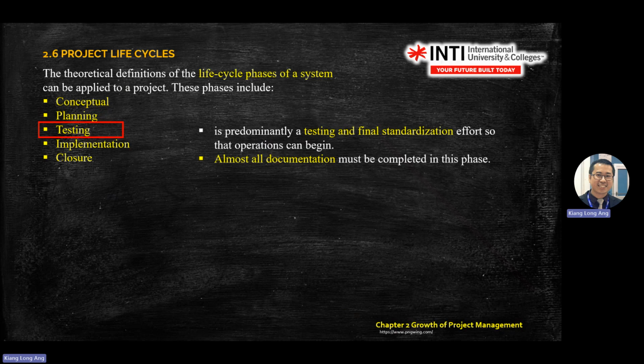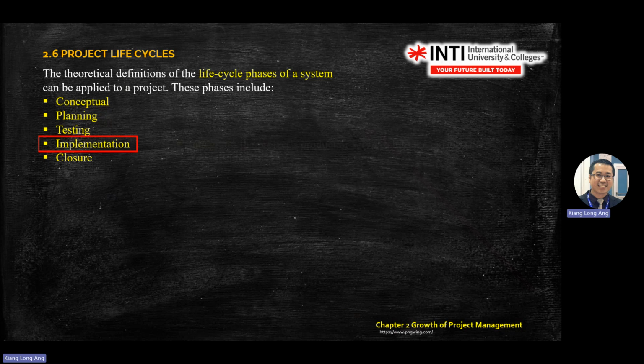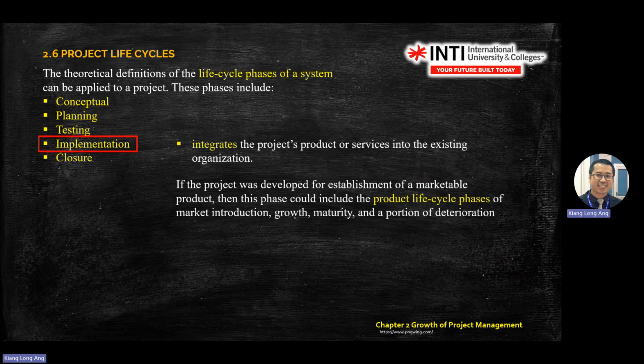If you're producing snacks, you need to make sure that you have all the food regulation. For example, in Malaysia, if you want to sell snacks and penetrate the market, you must have the halal symbol. So make sure you have all the documentation during the testing, and you pass all the halal regulation. Right? Implement means you start to launch already, integrate the projects.